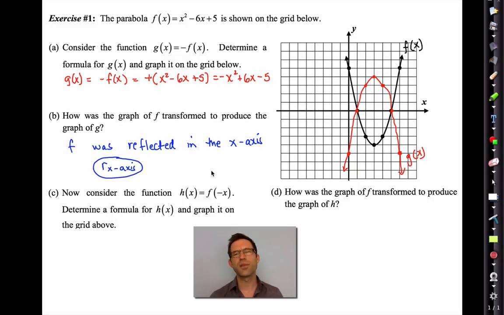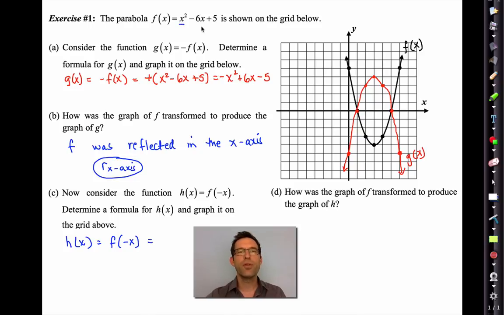Now let's consider something that's a little bit trickier. Letter C says, now consider the function h of x equals f of negative x. Determine a formula for h of x and graph it on the grid above. All right, fine. Let's do it. We'll do h of x all in blue. Well, h of x is f of negative x. Now, how do we figure out that?